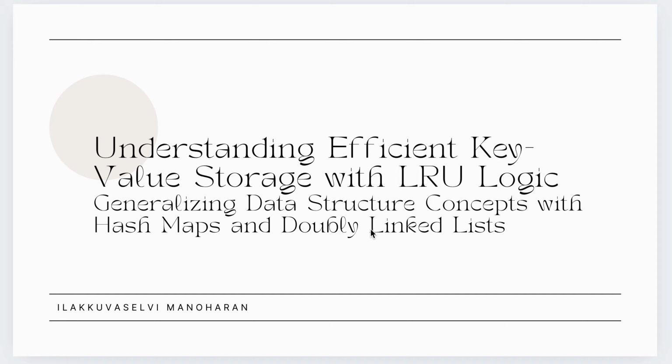We are going to explore how to build an efficient key value storage system with limited capacity. This concept is at the heart of LRU cache, least recently used designs. But more importantly, we are going to generalize the data structure techniques behind it. We'll learn how to combine hash maps and linked lists to get both speed and order tracking.